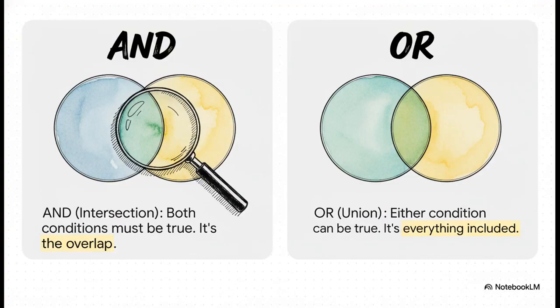So here's the deal. And is super exclusive. It's what we call the intersection, meaning a number has to satisfy both conditions to be in the club. You've got to think of it as the overlap. Or, on the other hand, is totally inclusive. It's the union. A number just has to satisfy one of the conditions to be part of the solution. It's everything from both rules all thrown together.